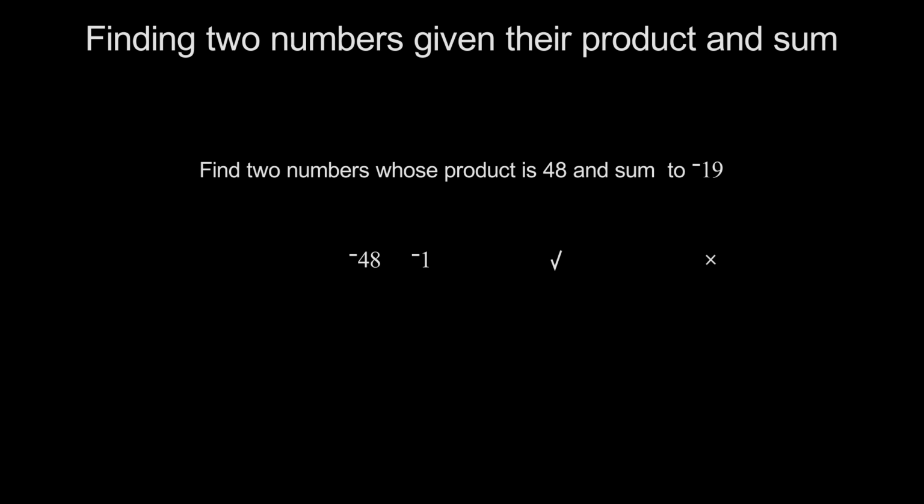2 is a factor of 48. Negative 2 and negative 24 multiply to positive 48, but they don't sum to negative 19. 3 is a factor of 48. Negative 3 and negative 16 multiply to positive 48, and they sum to negative 19. So we have found the required numbers negative 16 and negative 3.